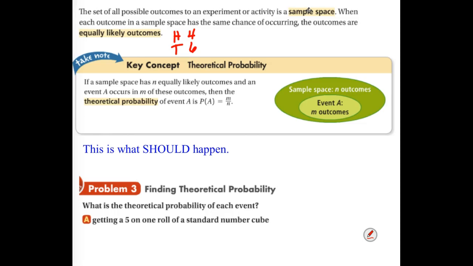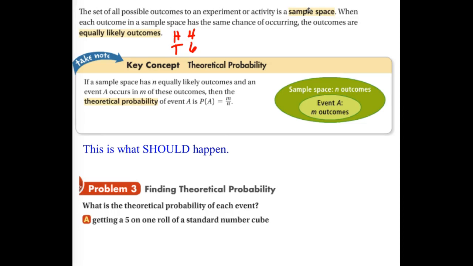What would happen if I tossed the coin 1,000 times? Do you think I'd get closer to that 50-50? Yes. The more experimental trials you do, the closer to the theoretical you get. Okay?